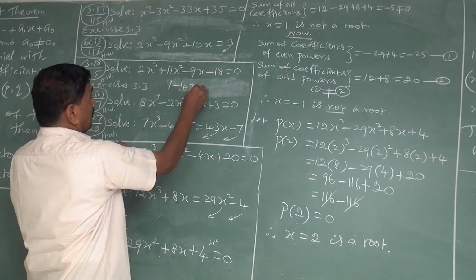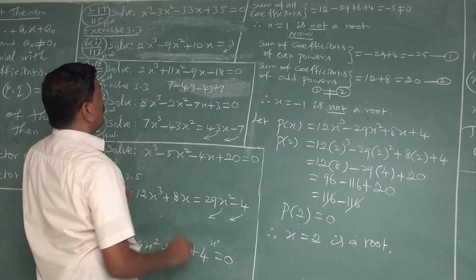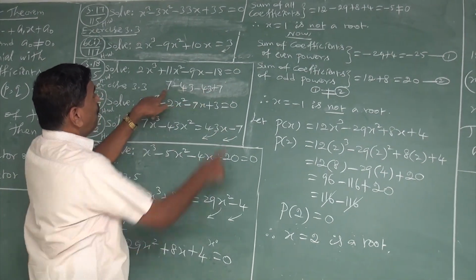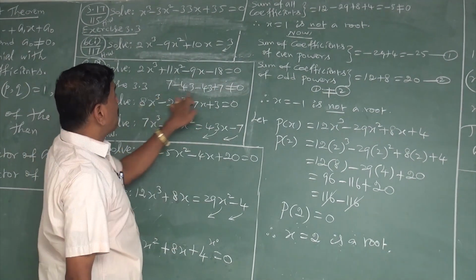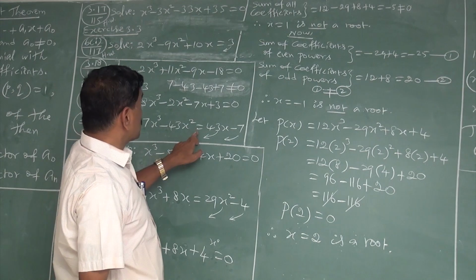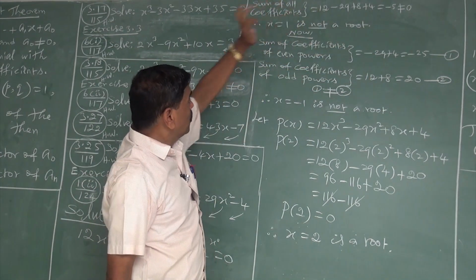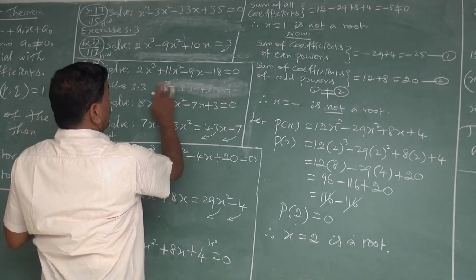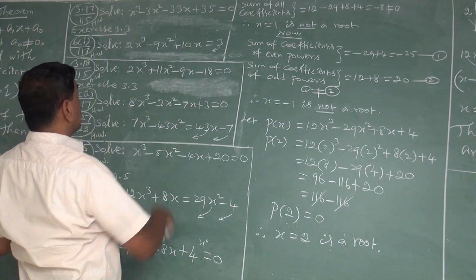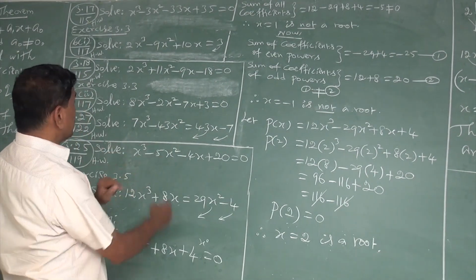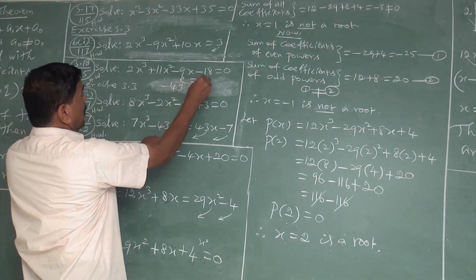Bring to the left side, minus 43. Good. Bring to the left side, plus 7. Here, 14 minus 86, definitely not equal to 0. So the sum of all coefficients is not equal to 0 for this question. Therefore, x equal to 1 is not a root. Now I want to verify the sum of coefficients of even powers. Can you tell me? Even powers means x square, minus 43. That is, I want to verify even equal to odd.